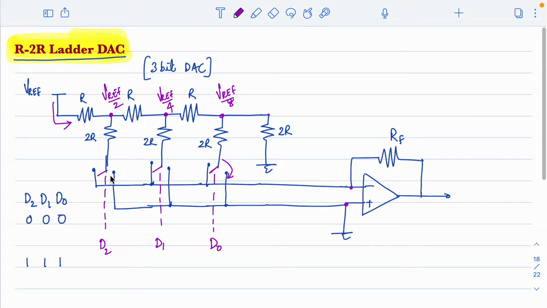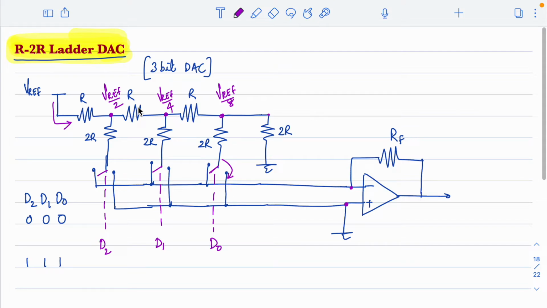The current can be, in a virtual ground you cannot expect any current flowing to the input terminals of the op amp. Since we have a resistance connected over here, that current can flow through the feedback resistance RF, right? So therefore the node voltages, these voltages what I have marked here as Vref by 2, Vref by 4 and Vref by 8, will remain constant for any value of digital input, right? Based on these voltages we will be getting a current.